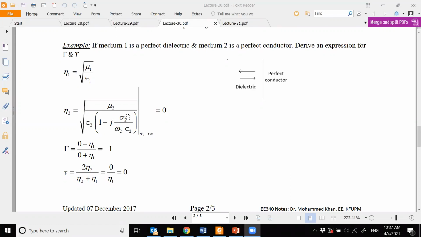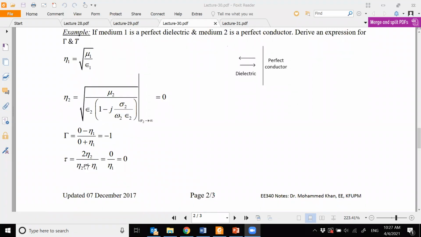So if the conductivity goes to infinity, then the characteristic impedance of our perfect conductor, eta 2, goes to 0. In that case, what will be the reflection coefficient? If you substitute here, the reflection coefficient will be -1, and the transmission coefficient tau will be 0.